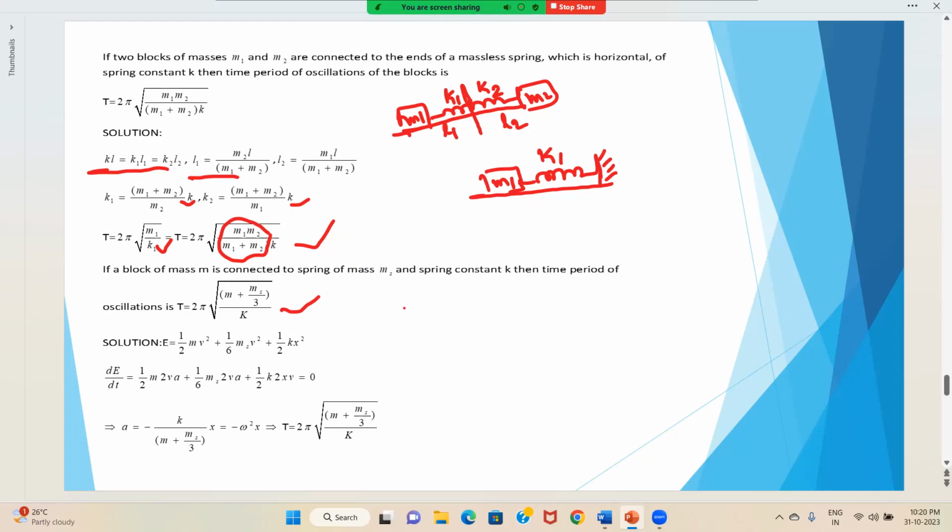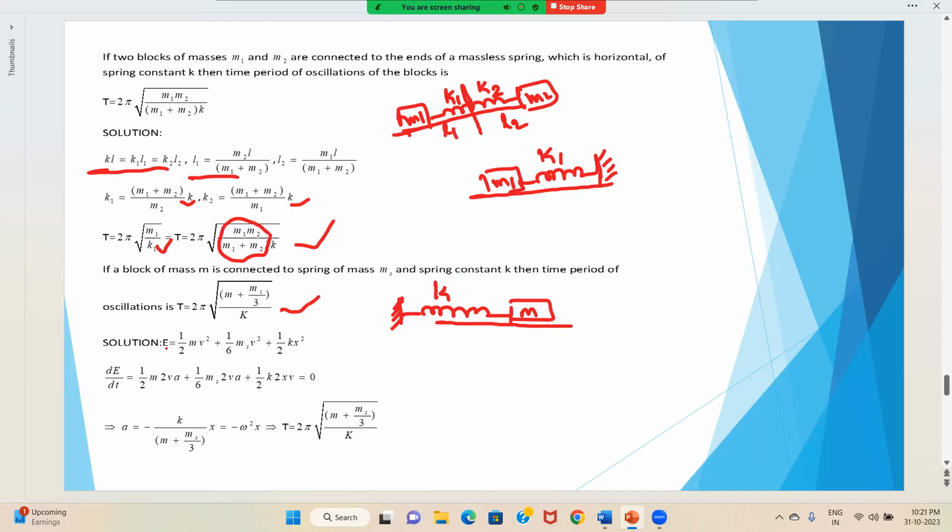So let us make a diagram here. It is a spring which has mass attached to a block of mass M. Surface is smooth. Spring constant K. Now what we are doing here is writing the total energy for the system. During oscillations, the system is now the block and spring. For this system, the sum of potential and kinetic energy is a constant.